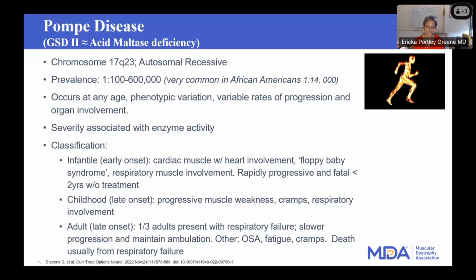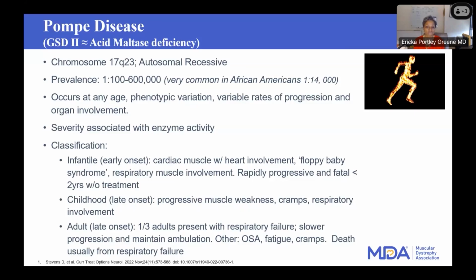It occurs in 1 in 100,000 to 600,000, very common in African Americans, 1 in 14,000. Again, it can occur at any age. There are congenital subtypes where children present with cardiomyopathy, very sick, but you can also get mild cases where they present in midlife. So the progression can change. They can also have heart and organ involvement, such as liver involvement. And the severity is related to the amount of enzyme activity they have. So those are the classifications.